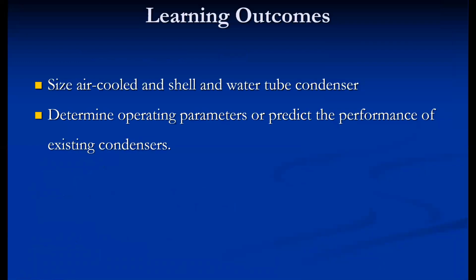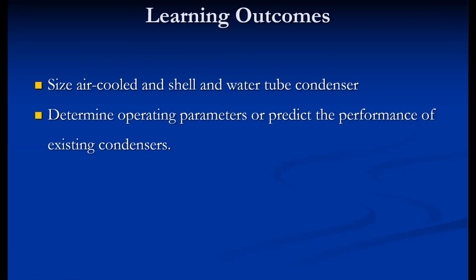That's it for this particular topic. At the end of this topic, you should be able to size an air-cooled condenser, meaning how to calculate the length, maybe diameter, for an air-cooled condenser as well as a shell and tube condenser. Then you should also be able to determine the operating parameters, like in this case the temperatures or velocities. Pressure drop also you can calculate. We are not considering pressure drop here. Once you get the velocity, using f L V square by twice g d, we can calculate pressure drop as well. Or predict the performance of existing condensers.